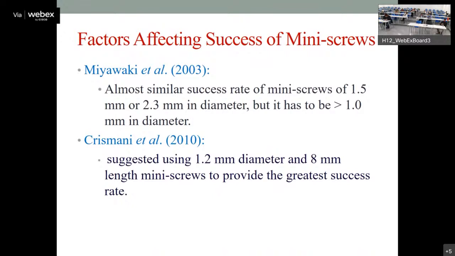Regarding the diameter and the length of the microscrew, again, can it affect the success rate? Yes. Usually, the diameter of the microscrew has to be more than 1 millimeter. If it's less than 1 millimeter, it's been reported that it's associated with high risk of failure and high risk of fracture as well. But between 1.5 to 2.3, there's no difference. So you can choose your microscrew between 1.5 to 2.3 and or 1.2 sometimes. Chrismani et al. in 2010 suggested using 1.2 millimeter diameter and 8 millimeter length microscrews to provide the greatest success rate.